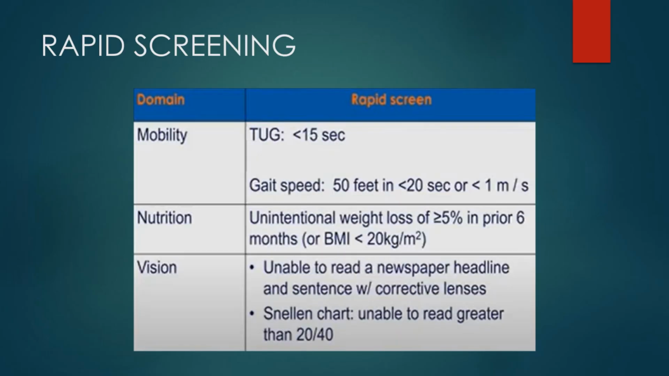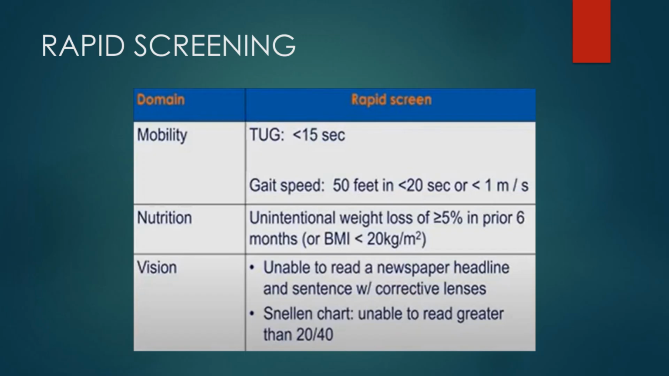With mobility, you can do your own timed up and go test or the gait speed test. You could either do it in feet or meters, preferably meters. You convert that. If it's less than 1 meter per second, then you know you've got a positive screen for future falls. For nutrition, simply asking or identifying consecutive weights, you can identify unintentional weight loss.